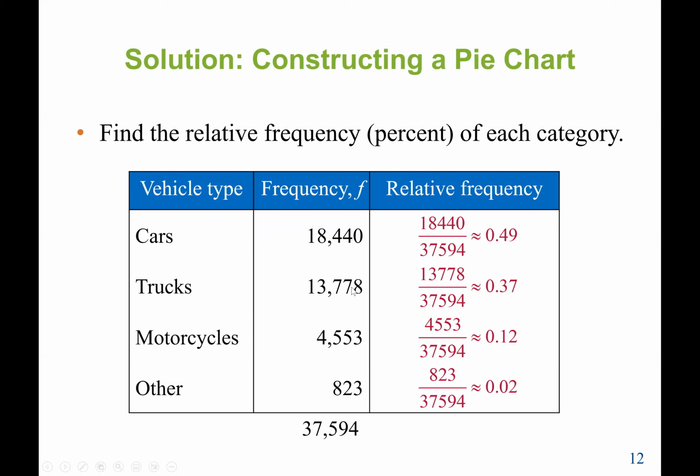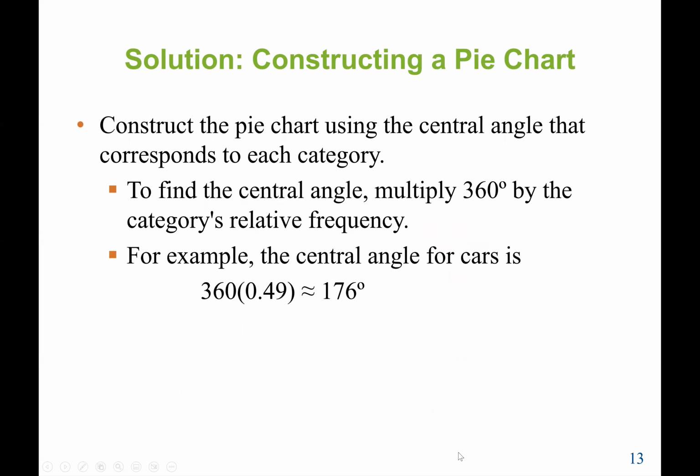Trucks will be 13,778 divided by 37,594, and that gives us 0.37. Motorcycles will be 4,553 divided by 37,594. And the others will be 823 divided by 37,594. Now, if we add all these values, we should get 1. When we add all the relative frequencies, they should give us 1.